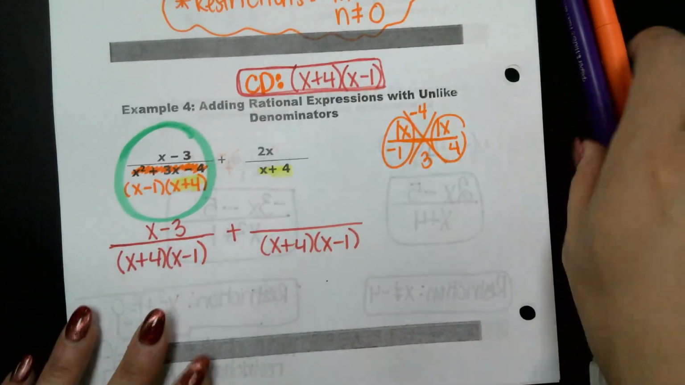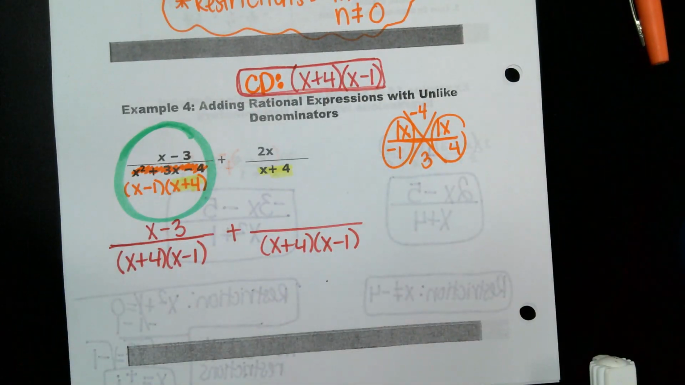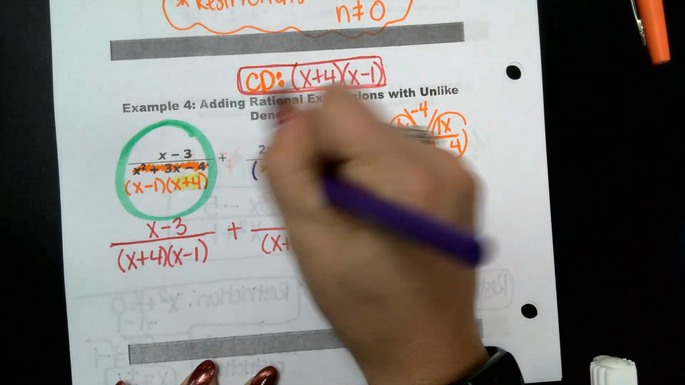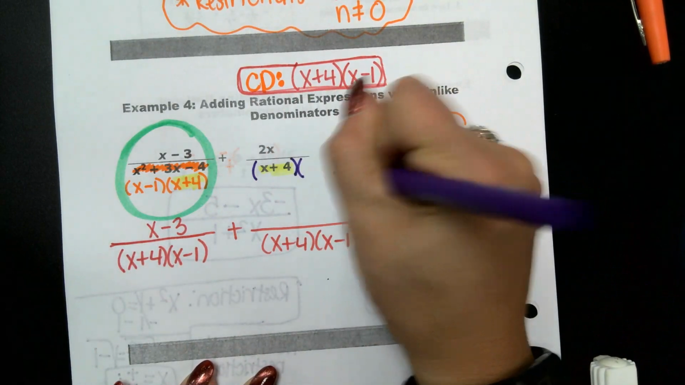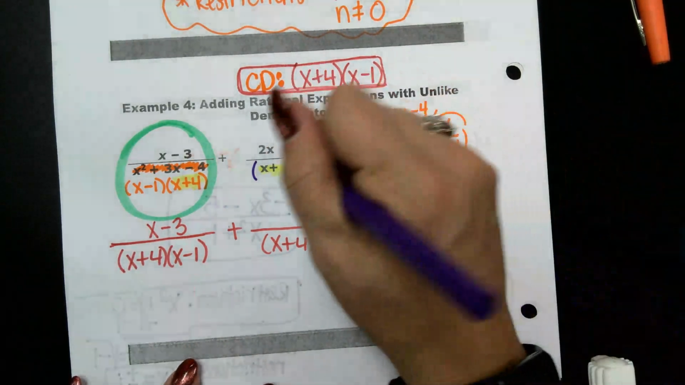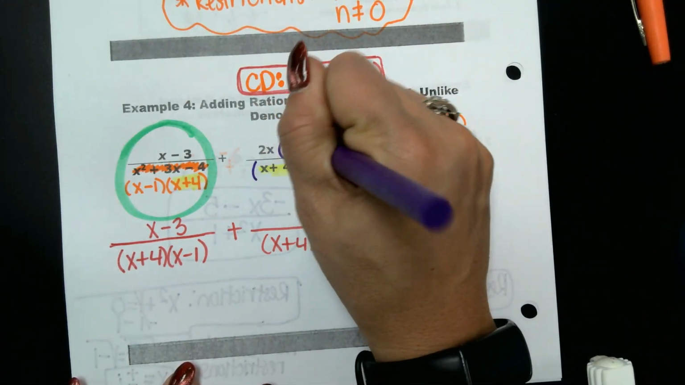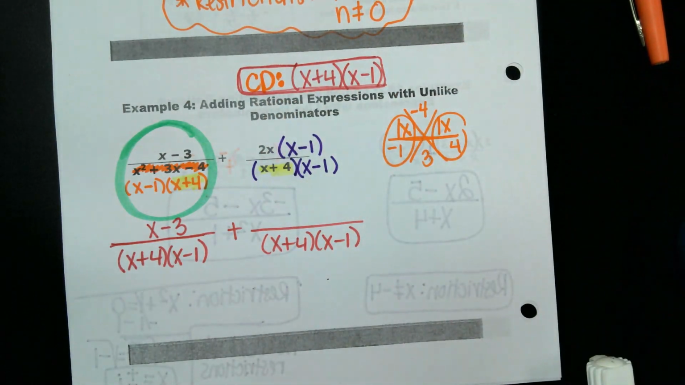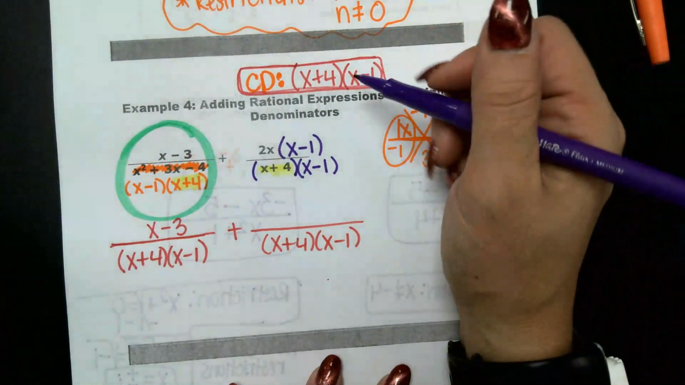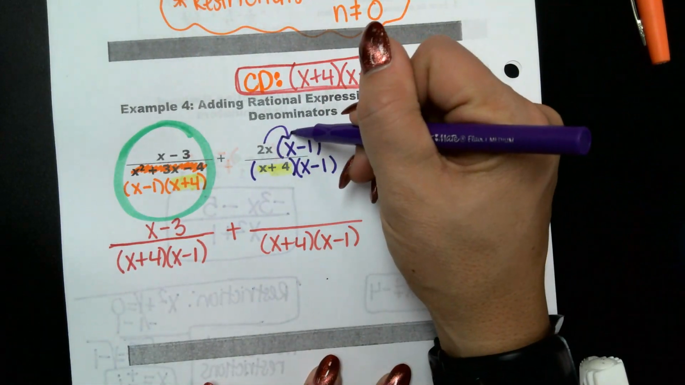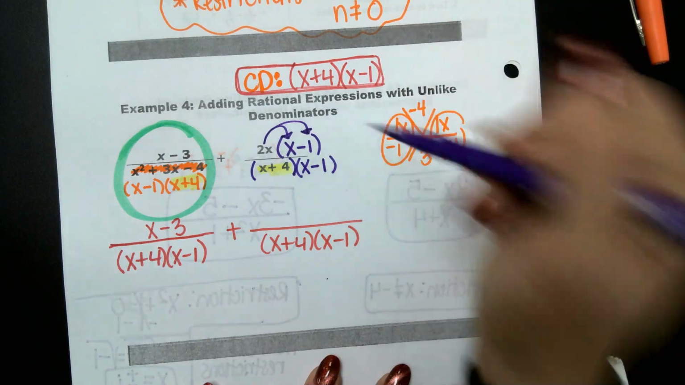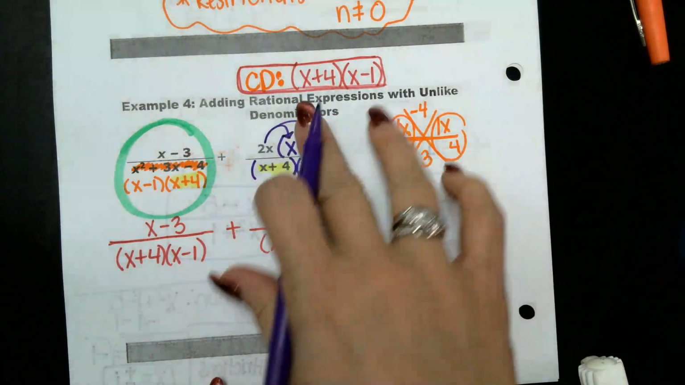Now this one over here had the x plus 4. What piece was it missing? It was missing the x minus 1, so don't we need to multiply the top by x minus 1? Okay, so look up top. This is just distributive property, correct? Okay, that one's not too bad.